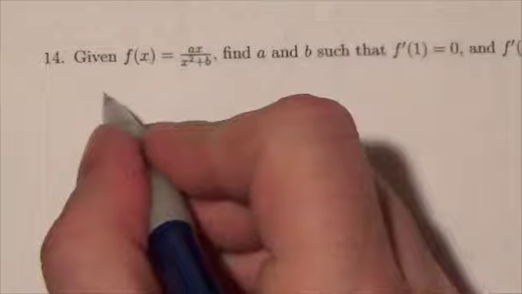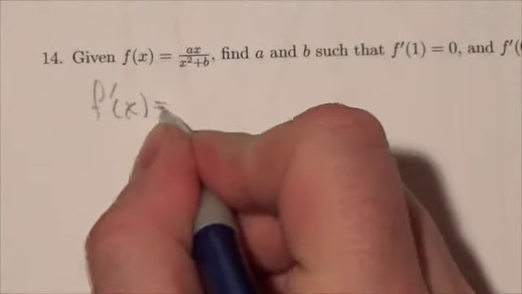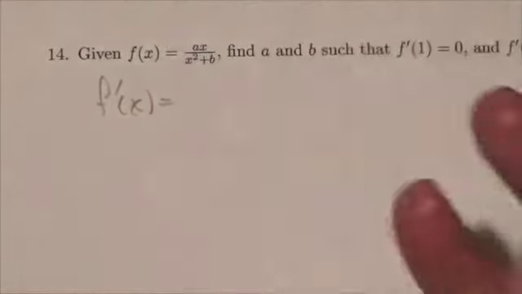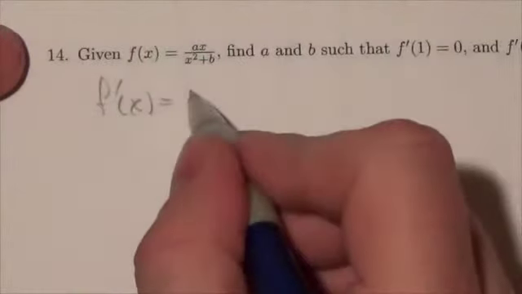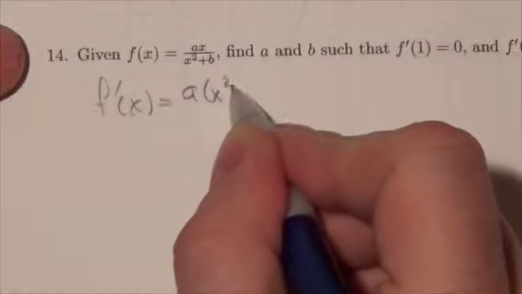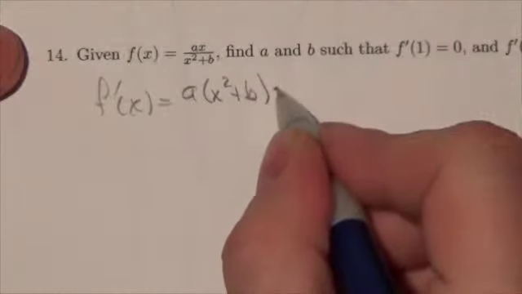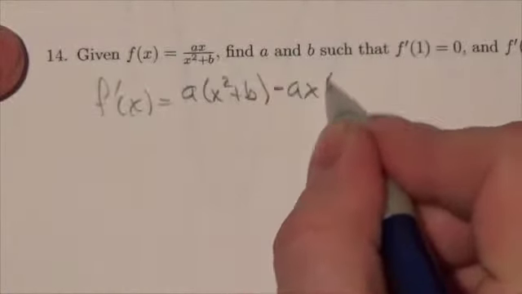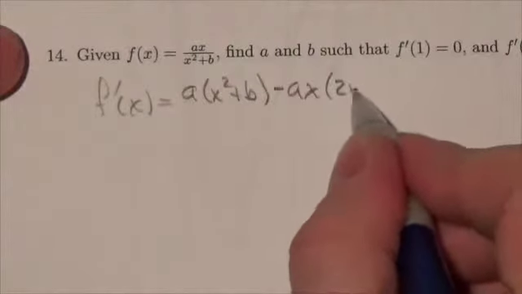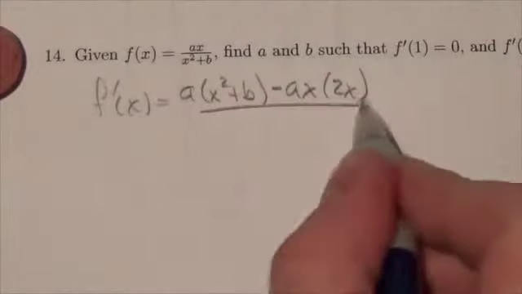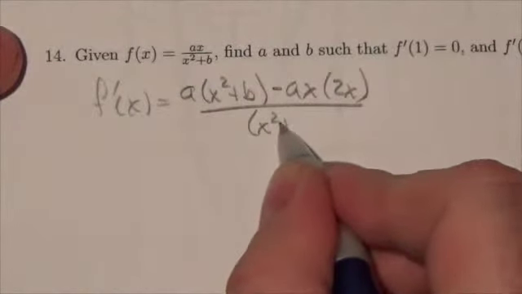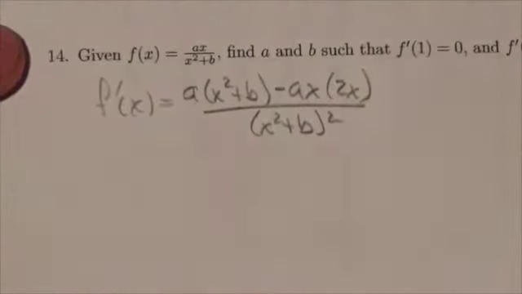That's my first step. So f prime of x is going to be equal to, okay, well, I'm going to take the derivative using the quotient rule. So that'll be the derivative of the numerator times the denominator minus the numerator times the derivative of the denominator, which in this case will just be 2x, because the b is a constant, all over x squared plus b squared.